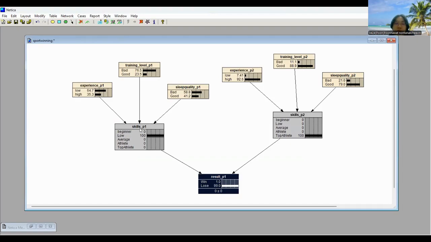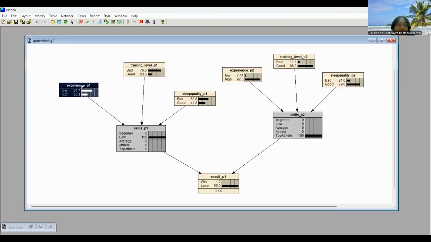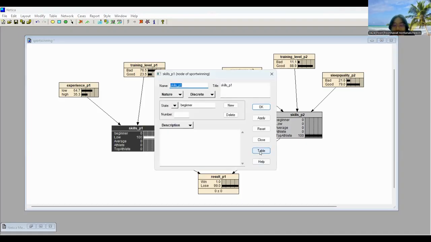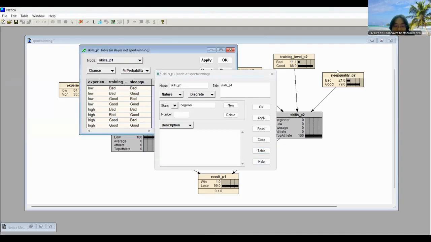So let's move on to the factors that create the skill of each player. There are three factors that matter: first is experience, then training level, and sleep quality. For this part, we also created the CPT table. We can see from this.